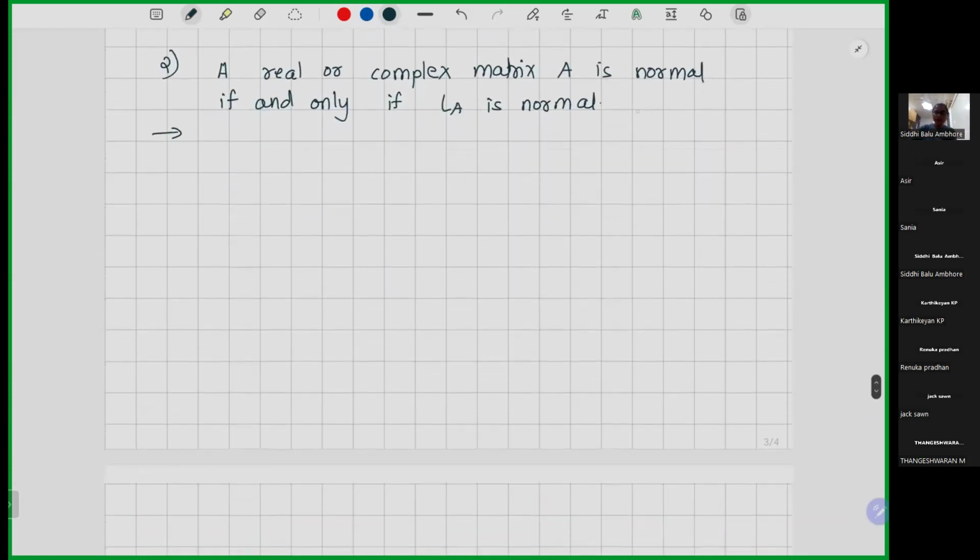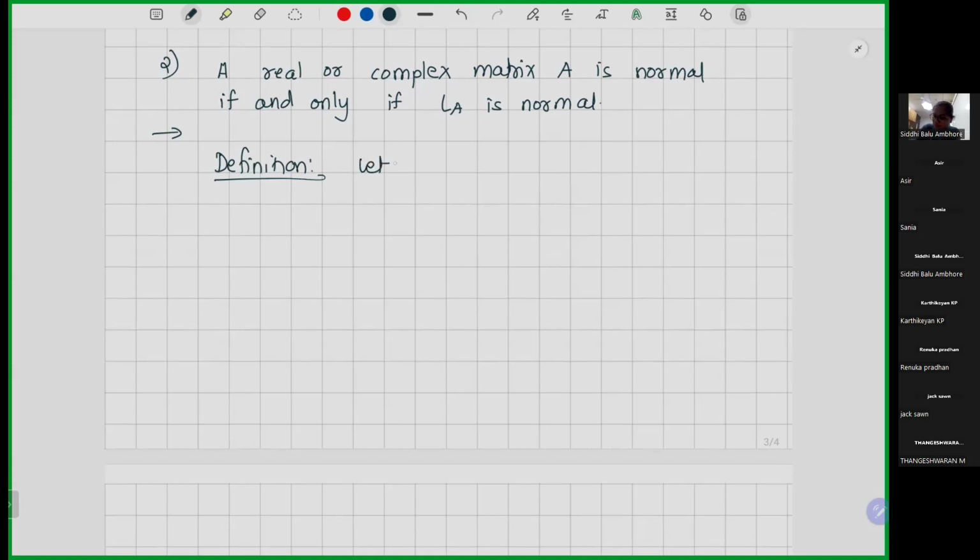Okay, so this question says that if A is a real or complex matrix, A is normal if and only if LA is normal. So LA we know, but when we say that a matrix is normal, we just gave the definition about a linear transformation being normal.